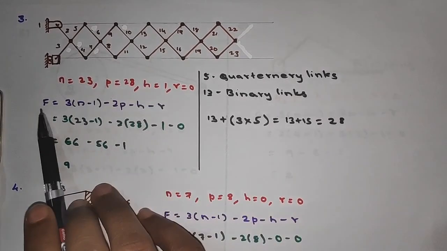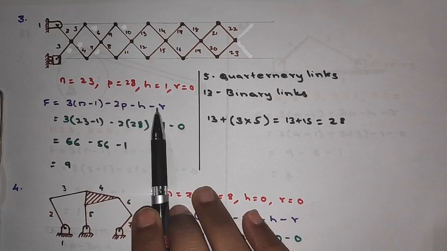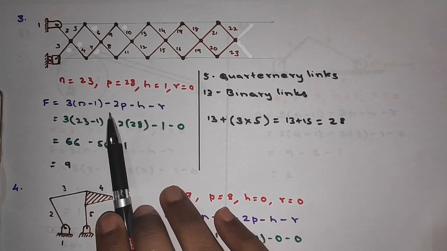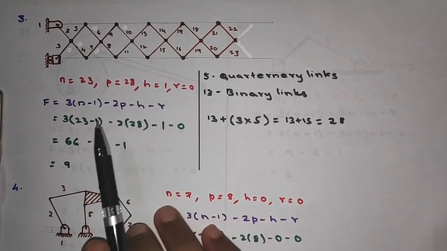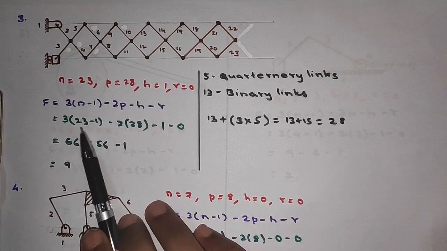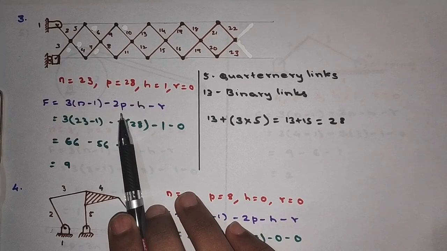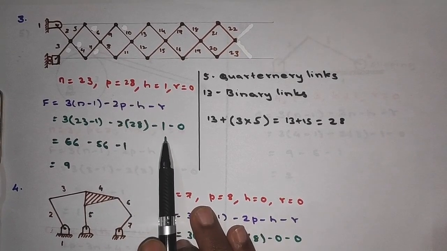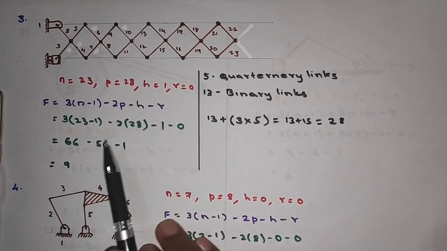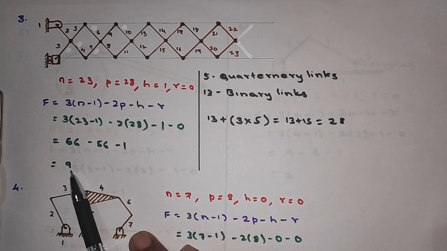These values we are substituting in this Kutzbach equation, that is F is equal to 3(n minus 1) minus 2p minus h minus r. We have n as 23, so 3 into (23 minus 1) minus 2 into 28, that is 2 into p, and h is 1, so this is minus 1, minus 0. Upon simplification we get 9.